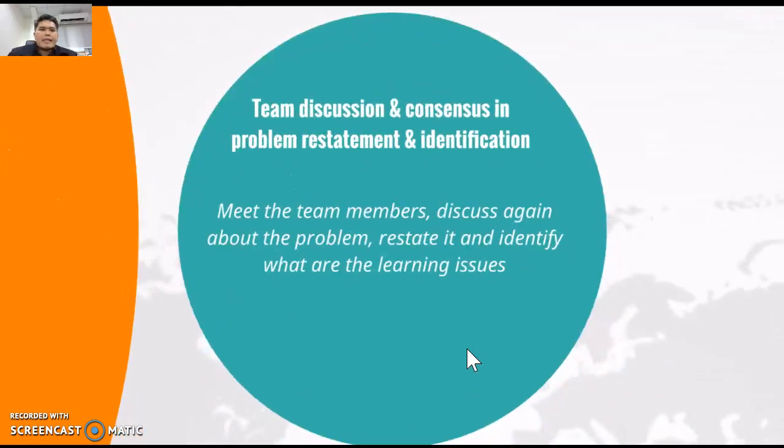And when you come to the class later, you'll be able to meet with your team, and you need to make a consensus in terms of what the problem is all about. And again, you need to identify what the learning issues are as a team. What have you known, what do you need to know, and what are your actual learning issues.